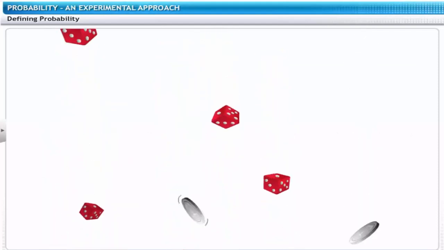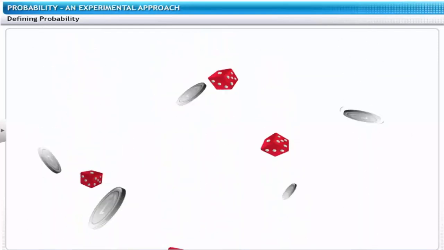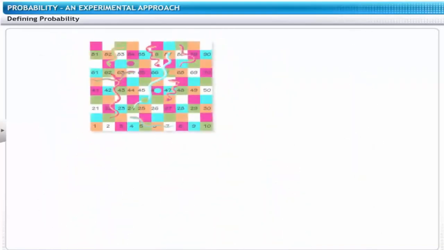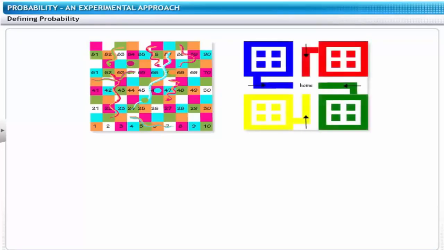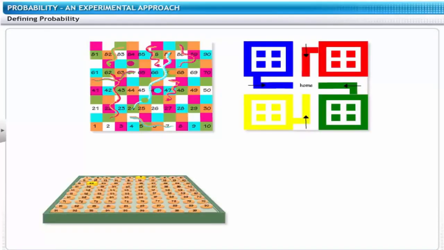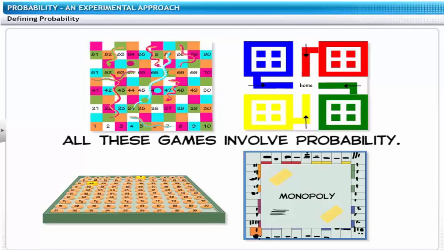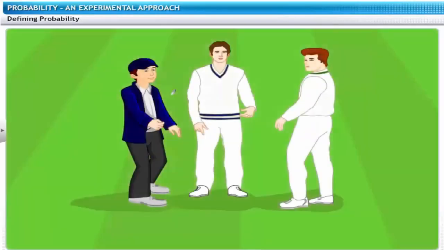Can you remember any other instances where the concept of probability is used? Let me help you recall. Remember the different board games such as Snakes and Ladders, Ludo, Tombola, and Monopoly. You must surely have played these with your friends. All these games involve probability. What about the popular game of cricket? It begins with the tossing of a coin, which involves probability.